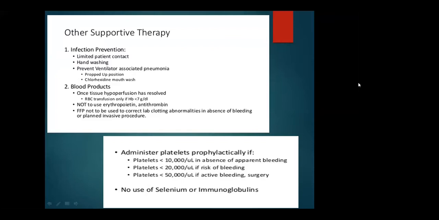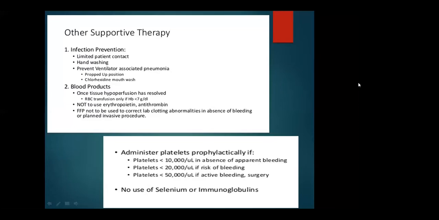For that, we need to limit patient contact. Even the nursing staff and other hospital people should have limited contact with the patient. More focus should be done on hand washing. Day one, we discussed thoroughly about hand washing and precautions to prevent hospital-acquired infection. So an infection control team should be on top of this to prevent any further infection to the patient and prevent ventilator-associated pneumonia (VAP) by proper position and using chlorhexidine mouthwashes to prevent staph infection, MRSA infection.